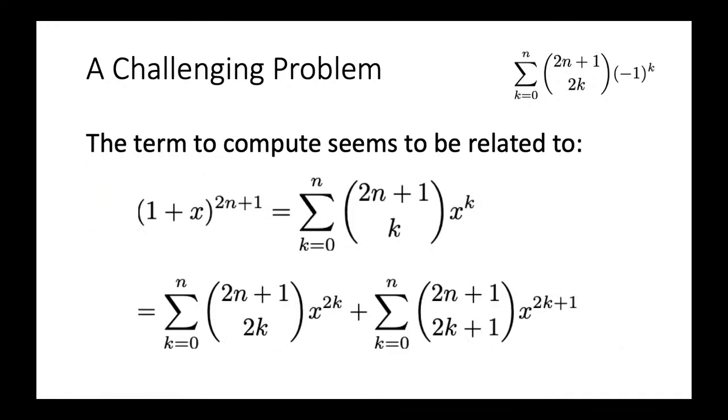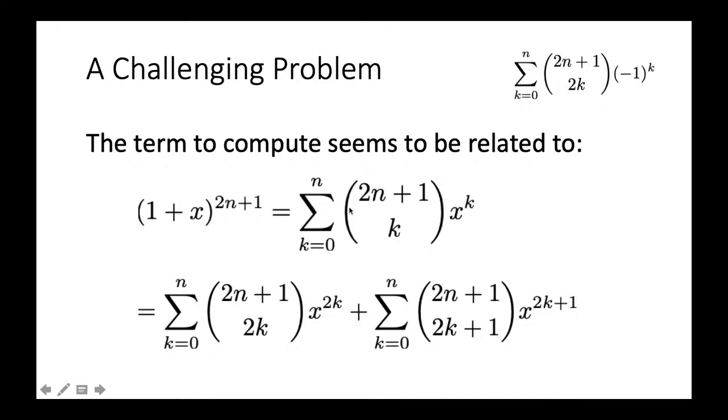Now, for the term that we want to compute, it seems to be related to this expression. This is the binomial expansion of (1+x)^(2n+1). So after expansion, it is the summation of k from 0 up to 2n+1, not n, of (2n+1 choose k), multiplied with x to the power k.